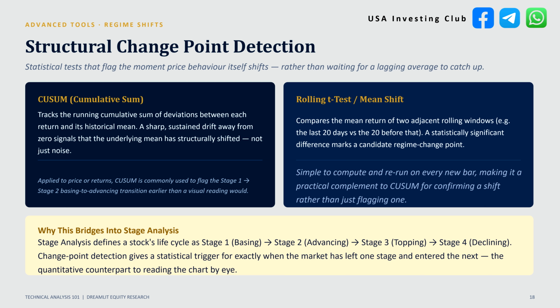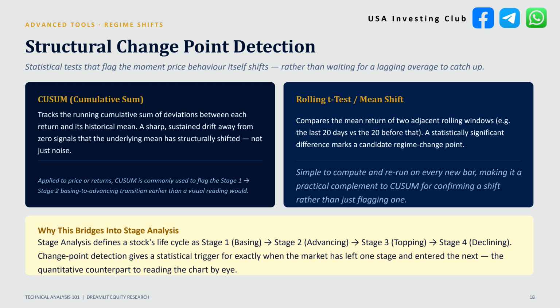Two methods worth knowing. First, CUSUM, or cumulative sum. It tracks the running cumulative sum of deviations between each return and its historical mean. A sharp, sustained drift away from zero signals that the underlying mean has structurally shifted, not just ordinary noise. Applied to price or returns, CUSUM is commonly used to flag the stage 1 to stage 2, basing to advancing, transition earlier than a purely visual chart reading would catch it.